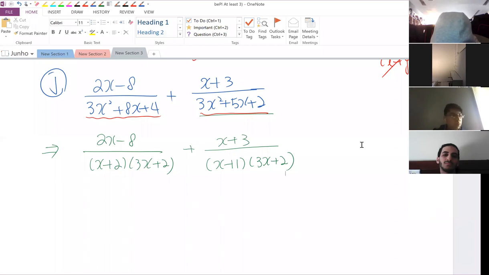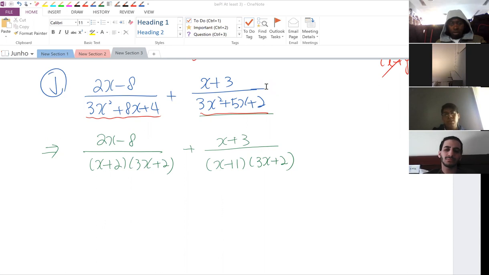We mark the common factor. X plus 2, x plus 1, and 3x plus 2. Please mark the common factor between the denominators. What is that? So now we are marking the common factor, which is 3x plus 2, right? And now we have a leftover factor, which is x plus 2.